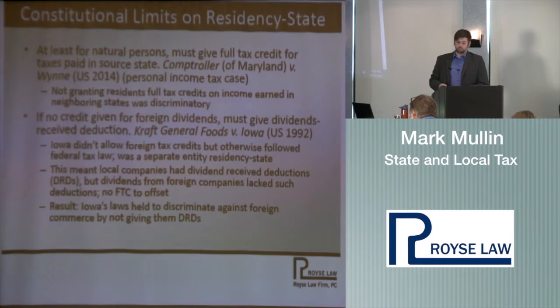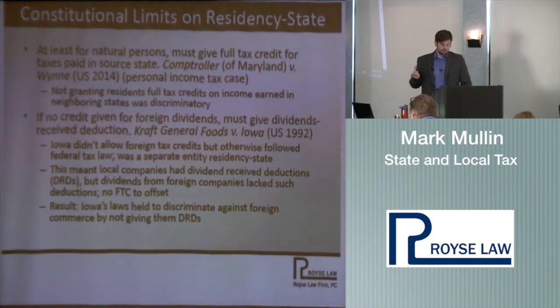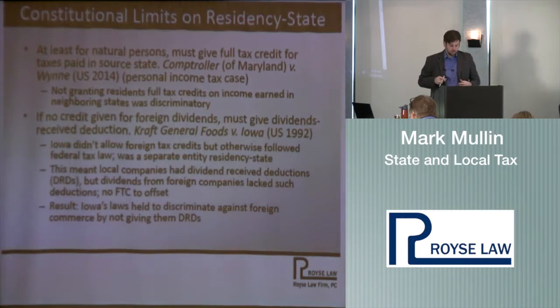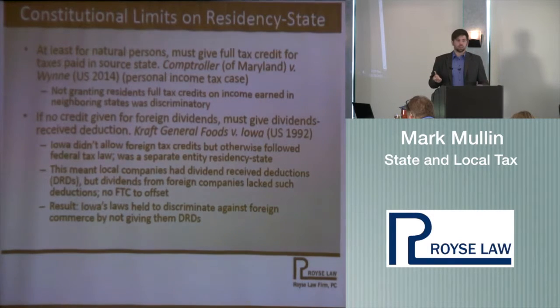Another case in a similar vein is Kraft General Foods versus Iowa. There, Iowa didn't have any foreign tax credits at all, but otherwise followed federal tax law, and it was a separate entity state. So what this meant is that local companies, US companies, got dividend received deductions, and companies that were getting dividends from abroad were getting no dividend received deduction, because we don't have that for foreign companies generally under the federal income tax law, but they were also not getting a foreign tax credit either. The result is that this was unconstitutional.